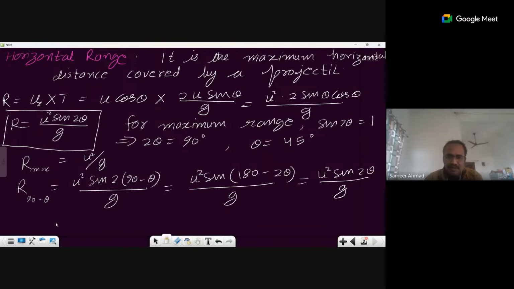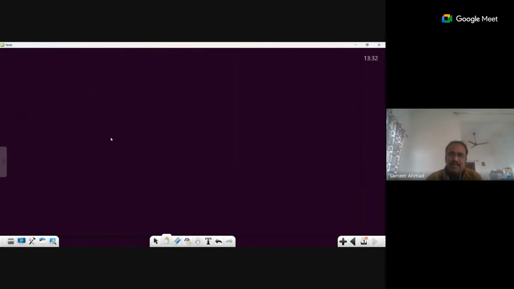So this implies that the range at an angle theta is equal to the range at an angle 90 minus theta. That is, the horizontal range remains the same for the two complementary angles. So if the angles are complementary for a given velocity of projection, the horizontal range stays the same.